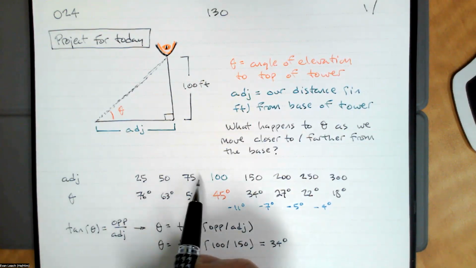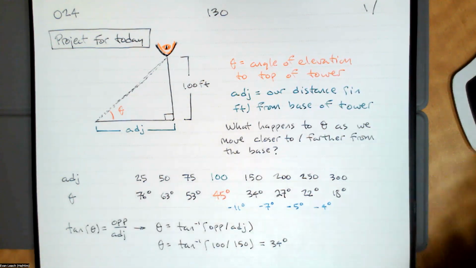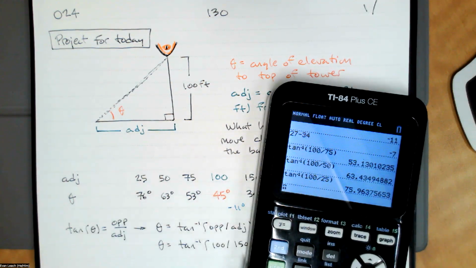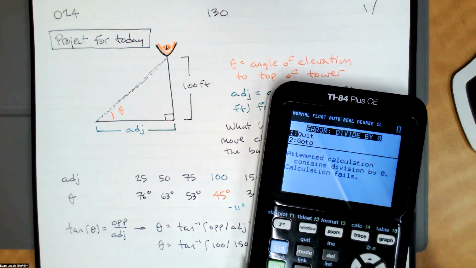Now we run into a problem. I'm taking these 25-foot steps. If I take a step all the way down to 0, that's going to be a problem. Don't try this at home, but I'm going to try to divide by 0. And you know what's going to happen. Our calculator is going to look at this 100 divided by 0 and say, that's undefined, and it's not going to calculate it for me.